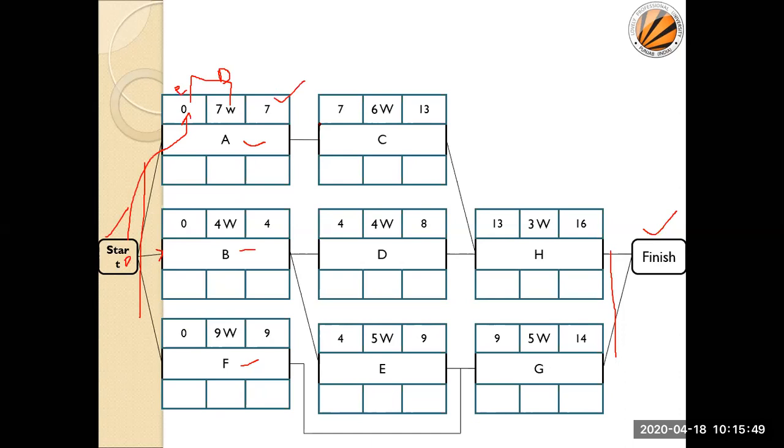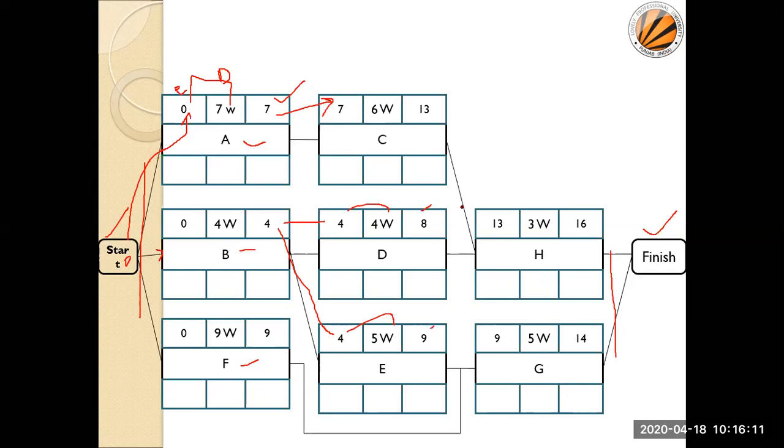Similarly, this is directly connected and we copy the same value here. 7 plus 6 becomes 13. But here this node is connected with two more nodes, so this 4 is copied here, and the same 4 is copied here. And 4 plus 4 becomes 8. Here 4 plus 5 becomes 9.